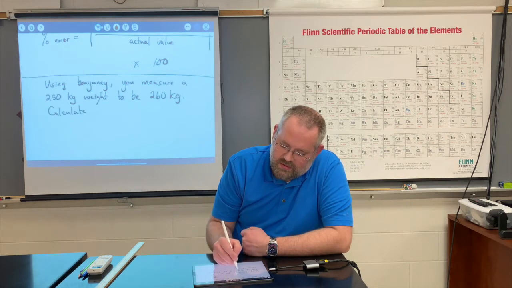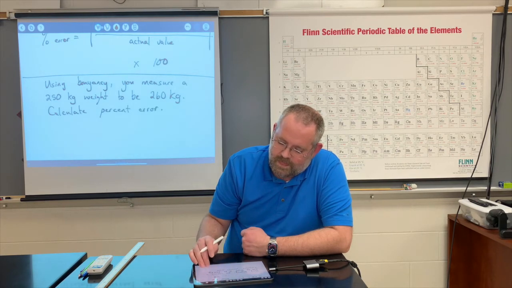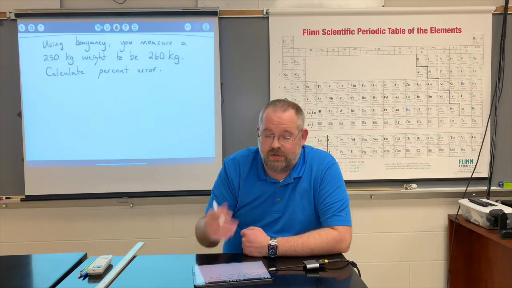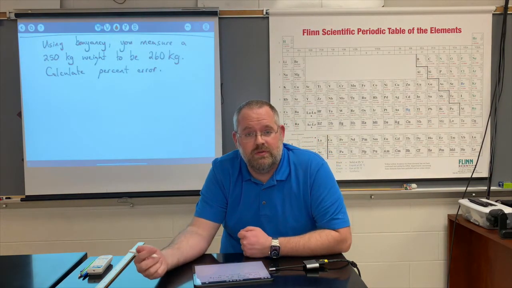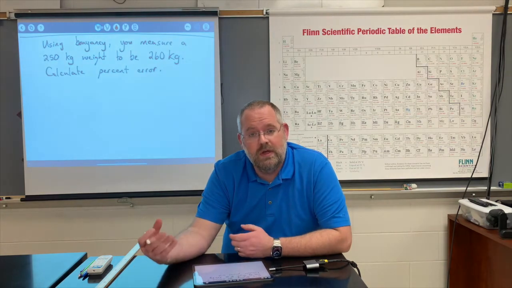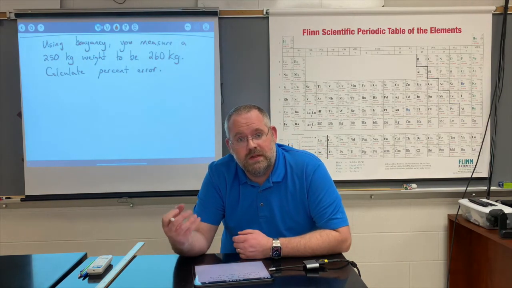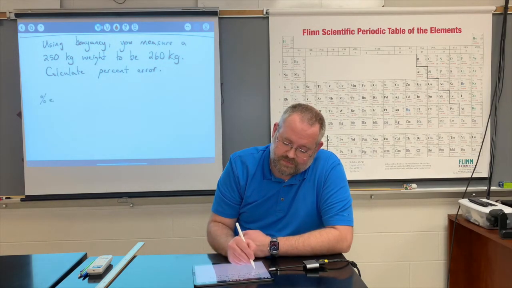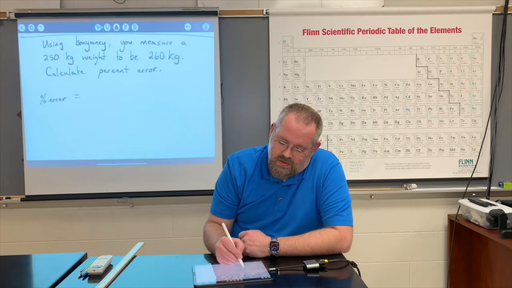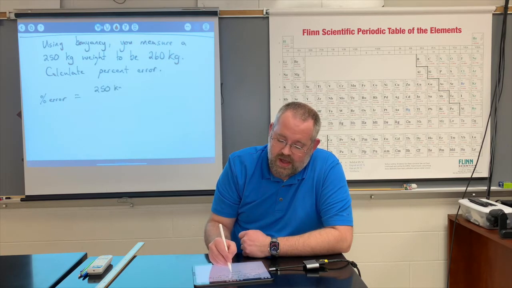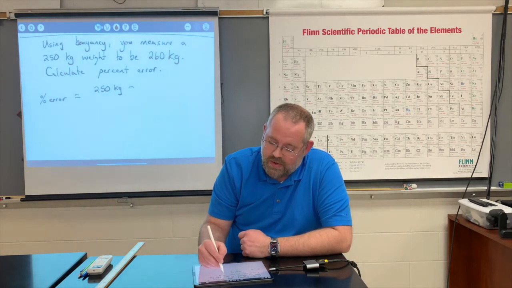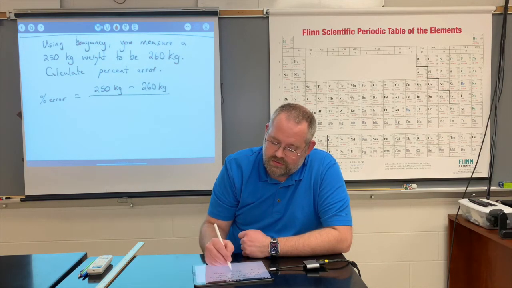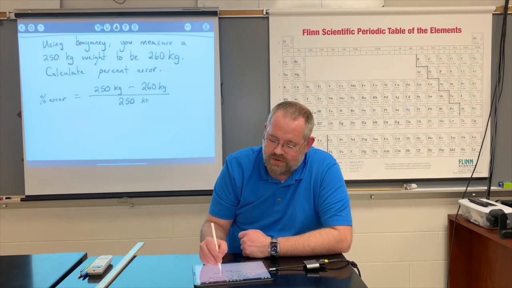Calculate percent error. So we have a couple of numbers here. We have our measured value and we have our actual value. Our actual value is the weight, what it was made to be, which is 250 kilograms. So we're going to say 250 kilograms, our actual value, minus our measured value, 260 kilograms, over actual value, 250 kilograms.